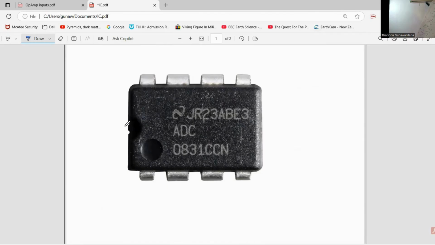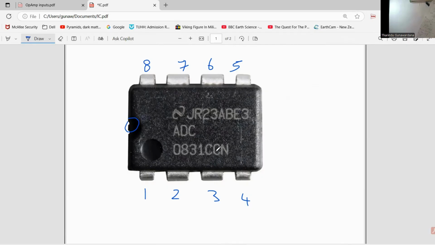Now here we have a notch. Here we have a zero mark. When we label these terminals, we should start from here, and then label in the anti-clockwise direction. Now this is 1, 2, 3, 4, 5, 6, 7, 8. So in this IC, there are 8 terminals.